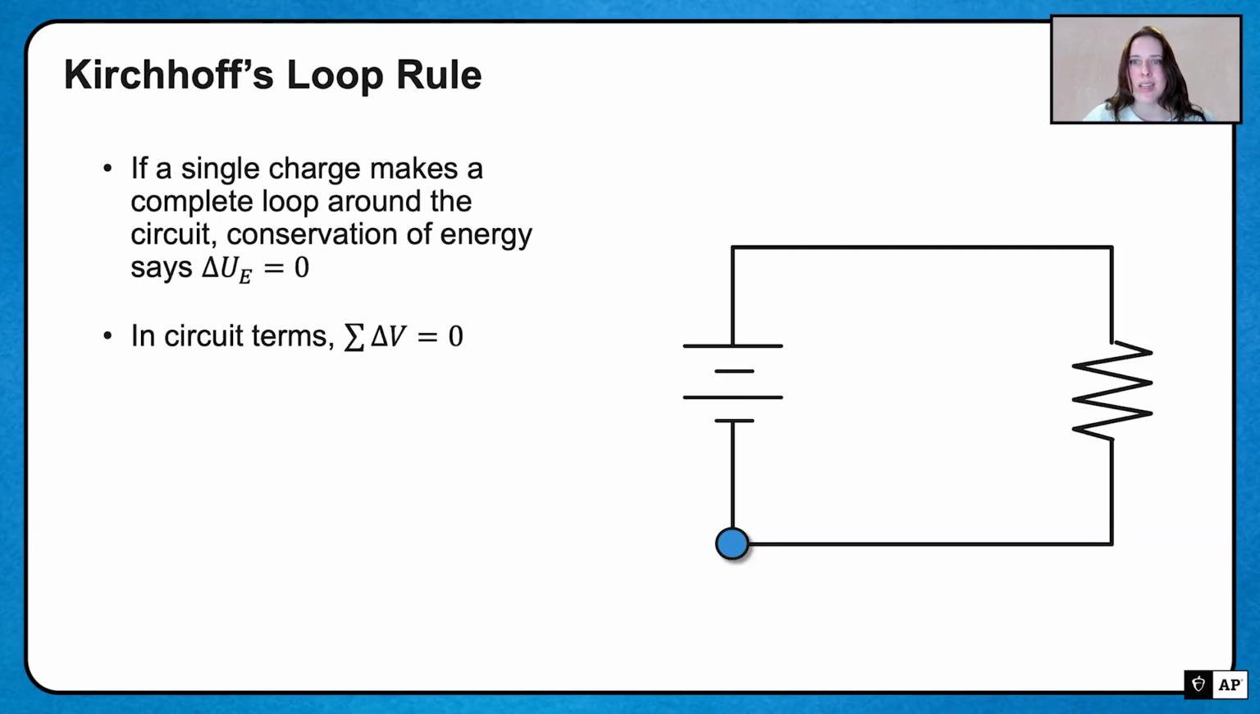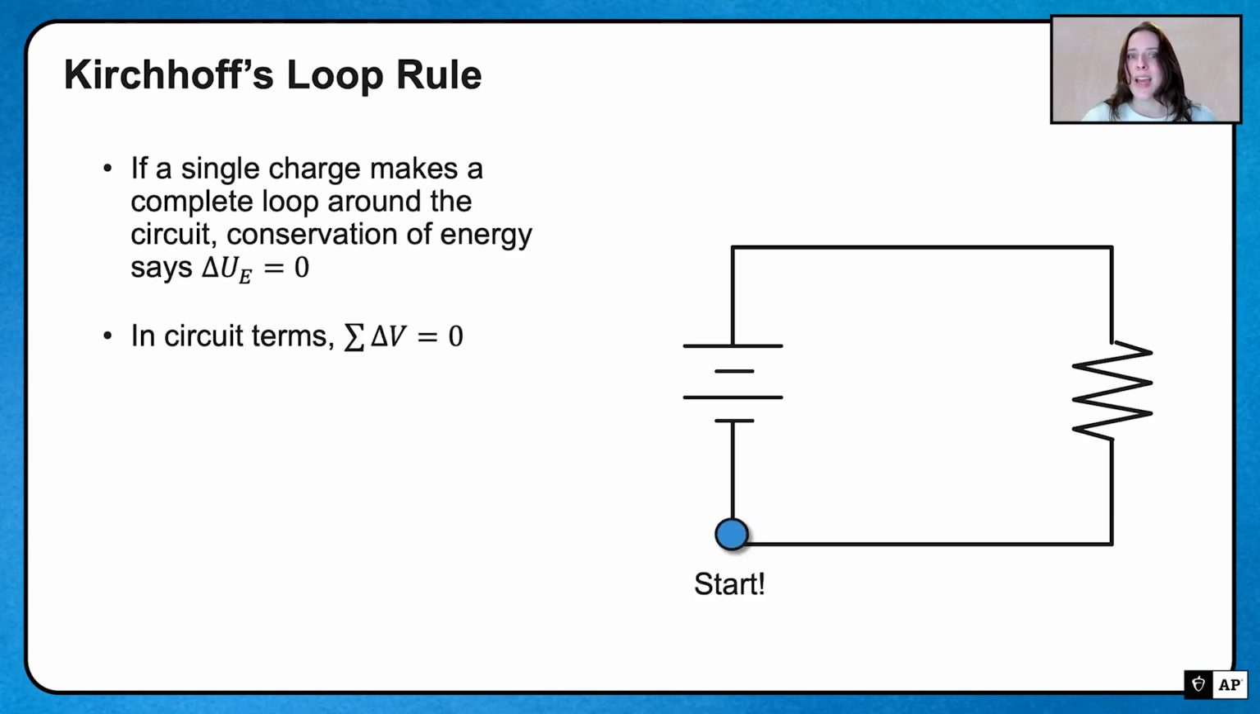So what this says is if a single charge makes a complete loop around the circuit, conservation of energy says your change in energy is zero. Or in circuit terms, a single charge has energy Q delta V. So if your change in energy is zero, that means your change in potential is zero. So it's kind of like Physics 1, right? Like if you were going to lift something up and then put it back down again, its total change in gravitational potential energy would be zero. It ended at the same place that it started. So that's what Kirchhoff's loop rule is saying.